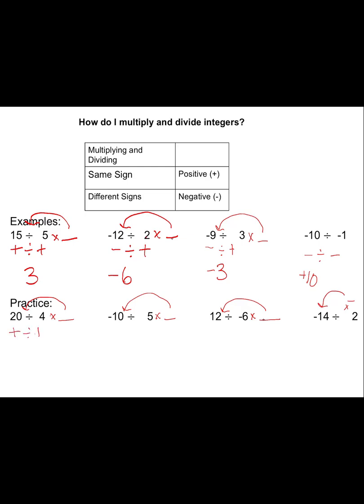Okay, so we have a positive divided by a positive, so it should be positive. What times 4 gives you 20? 5. We have a negative divided by a positive, so your answer is going to be negative. What times 5 gives you 10? It's 2. We have a positive divided by a negative, so it's going to be a negative. 6 times what gives you 12? It's going to be a 2. Negative divided by a positive, so your answer is going to be a negative. What times 2 gives you 14? It'll be 7. So double check your signs and your division.